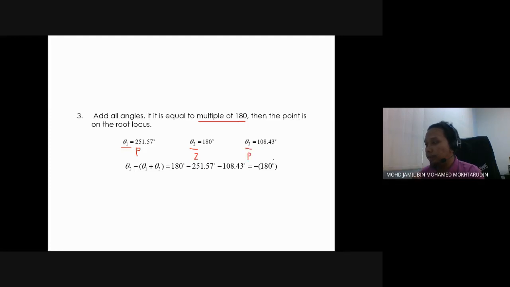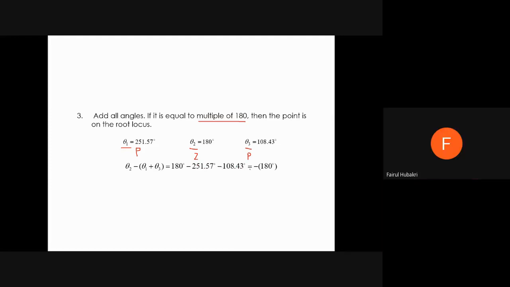So you need to sum the angle of zeros minus the sum of angle of poles. So theta 2 minus theta 1 plus theta 3. Okay, sum of zeros minus sum of poles. So 180 degrees minus 251.57 minus 108.43 equals minus 180 degrees.